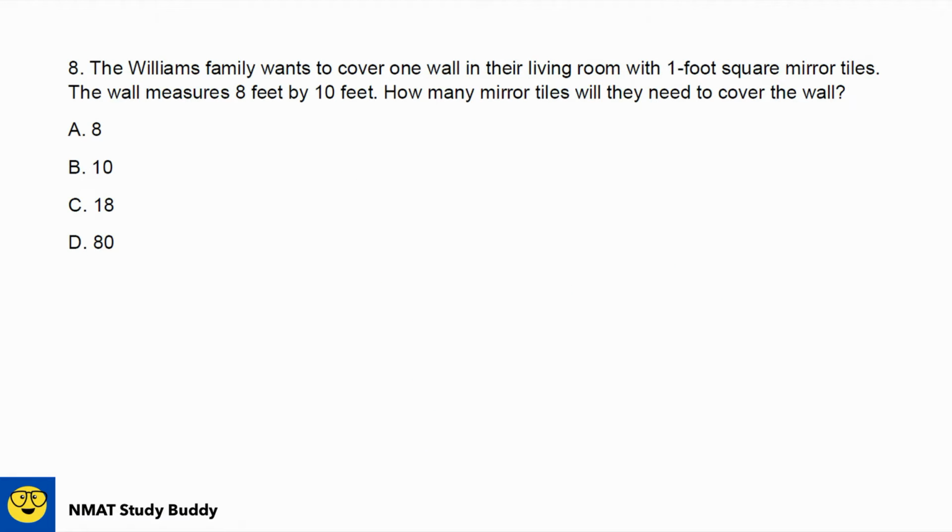Number 8, the Williams family wants to cover one wall in their living room with 1-foot square mirror tiles. The wall measures 8 feet by 10 feet. How many mirror tiles will they need to cover the wall? So, yung area ng rectangle, diba, is equal to the one side times the opposite side. So, ito, yung isang side niya is 8 feet and then yung isang side is 10 feet. So, yung area niyan is equal to 8 times 10, which is equal to 80 feet squared.